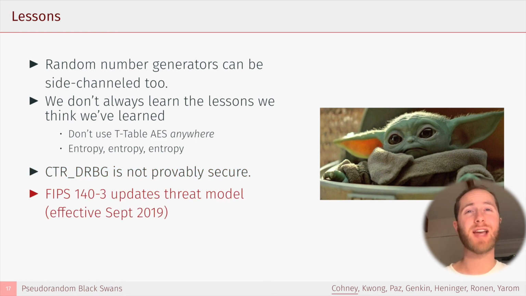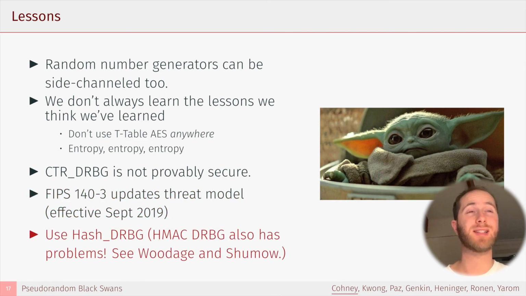FIPS 140-3 does update the threat model to incorporate side channels, but we should be sure when creating standards and designs in the future that we consider a variety of potential threats and not limit ourselves to what theoretical models may capture at the current time. Finally, when choosing what random number generators to use, if you are going to choose something from SP 800-90, use HashDRBG. It turns out that HMAC DRBG also has some similarly subtle problems.